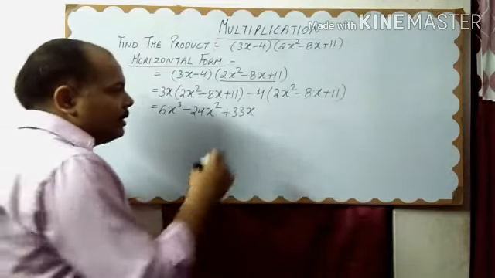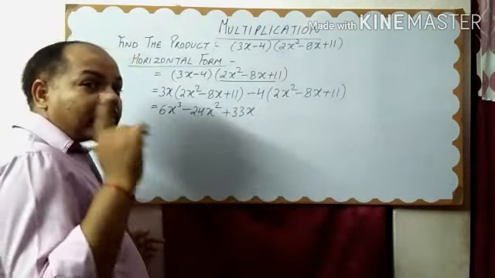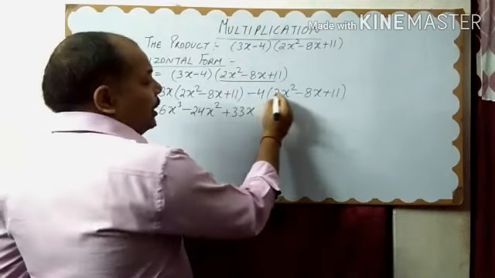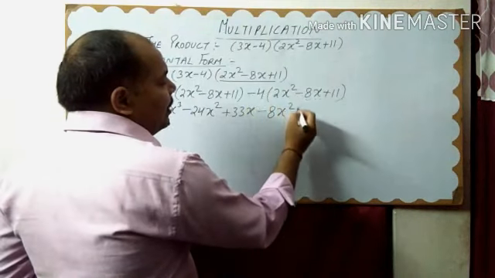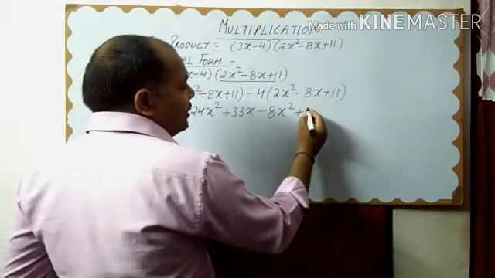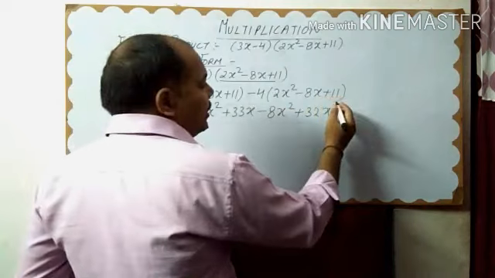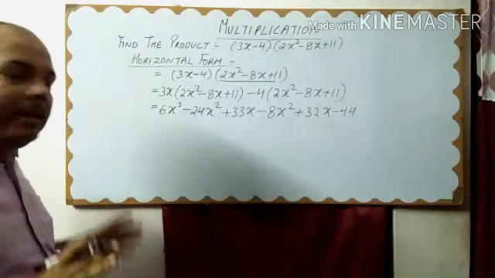Now see here, same we will do here. Multiply all 3 terms by minus 4. By minus 4. So be careful because some minus signs are there. Minus 4 times 2x square is minus 8x square. Minus minus plus, minus minus plus, and 4 8s are 32x. Now minus 4 into plus 11, so it will be minus 44.